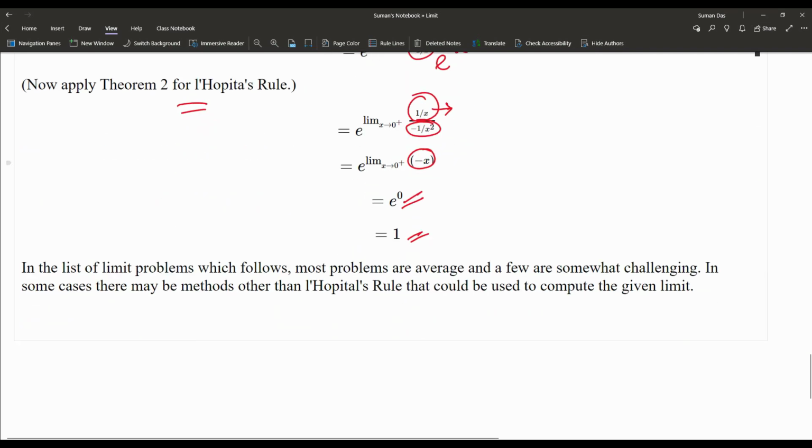In the list of limit problems which follows, most problems are average. So in the next videos we will discuss some more problems on L'Hopital's rule.